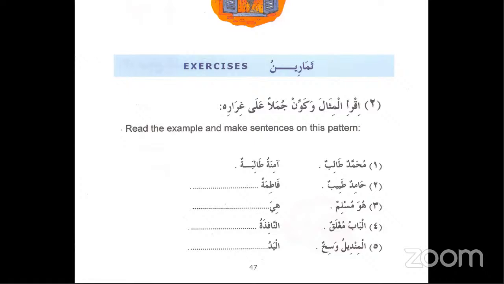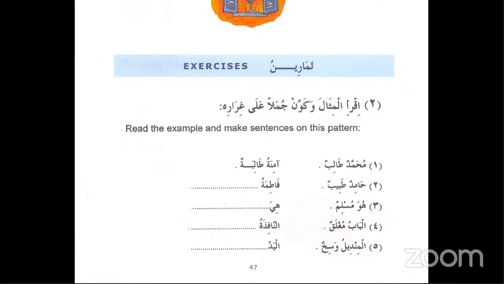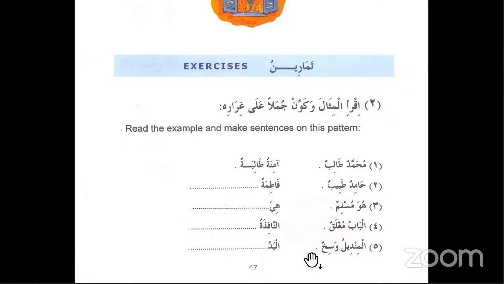Albabu mughlaqun. The door is, I don't know the meaning of, is closed. The door is closed. An-nafidatu mughlaqatun. Correct. And the window is closed. Excellent. Al-mandilu wasikhun. And the handkerchief is clean. No, wasikhun means dirty. Sorry. Al-mandilu wasikhun. And the handkerchief is dirty. Al-yadu wasikhatun. The hand is dirty. Correct.